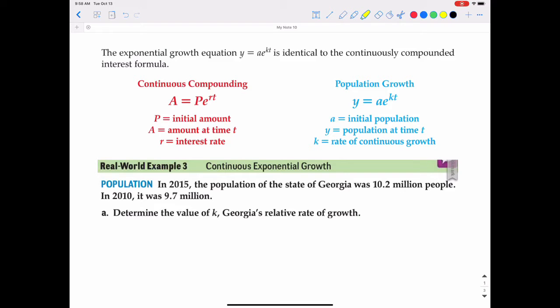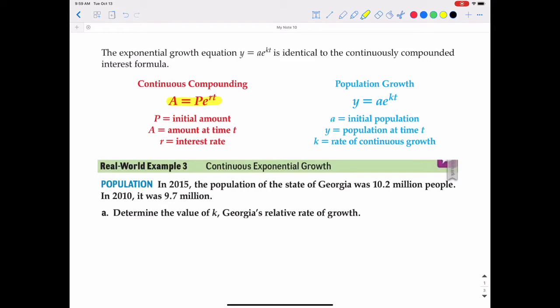The population growth equation is virtually identical to the continuous compounding equation. Remember, the continuous compounding equation is A equals P e to the rt power, with e being our special number, 2.718281828459, et cetera.